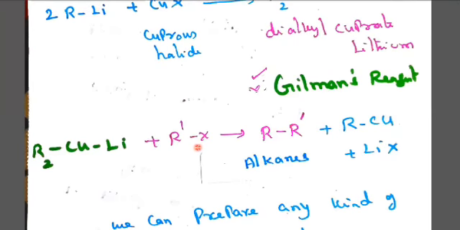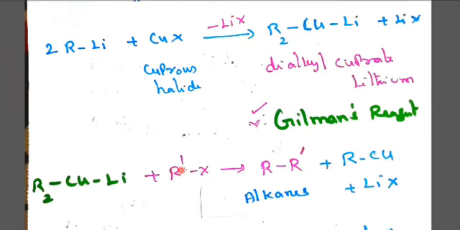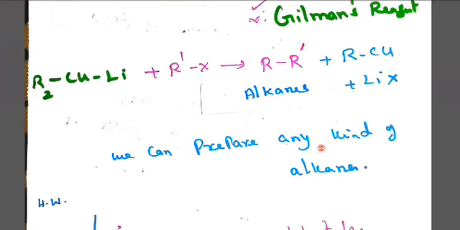This Gilman's reagent is again reacted with either the same alkyl halide or a different alkyl halide. We will get alkanes. This R and this R' combine to give an alkane, and one R is left out along with Cu, forming alkyl cuprate plus lithium halide. So any kind of alkane can be prepared by using the Corey-House reaction.